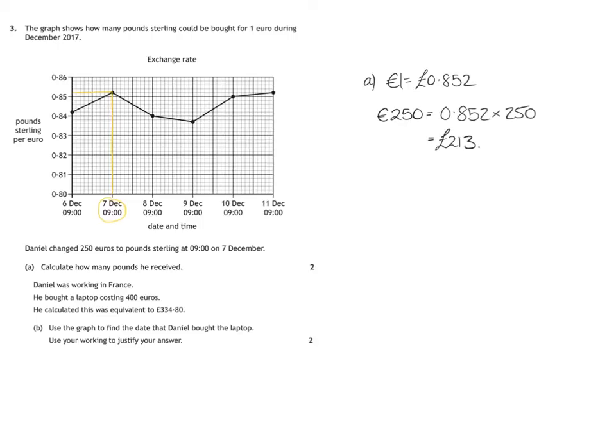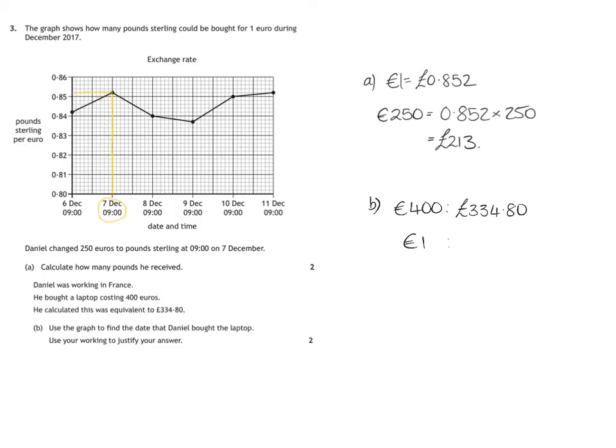Right, part B, so keep going, reading on. So we have Daniel's working in France. He bought a laptop costing €400. He calculated that it was equivalent to £334.80. We need to work out when Daniel bought his laptop and why. So for part B, it's telling us that 400 euros gave us £334.80. So our graph tells us what €1 is equal to.